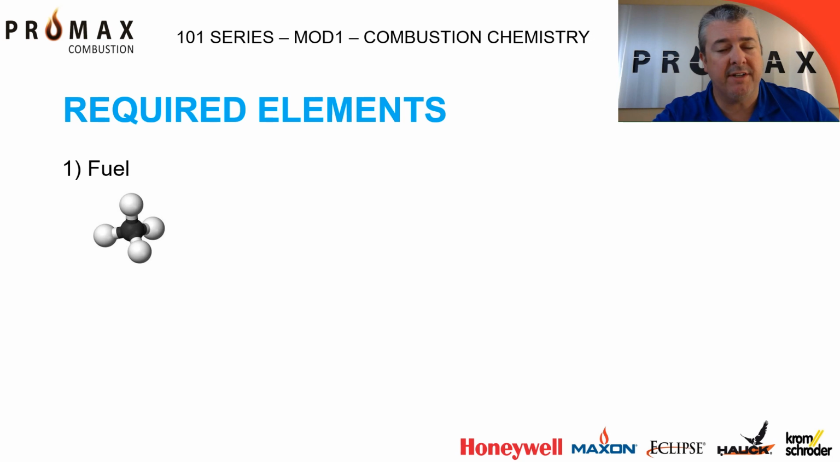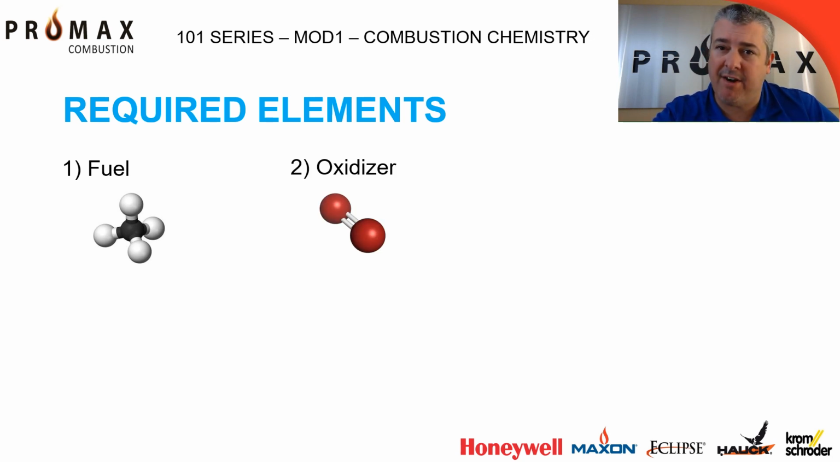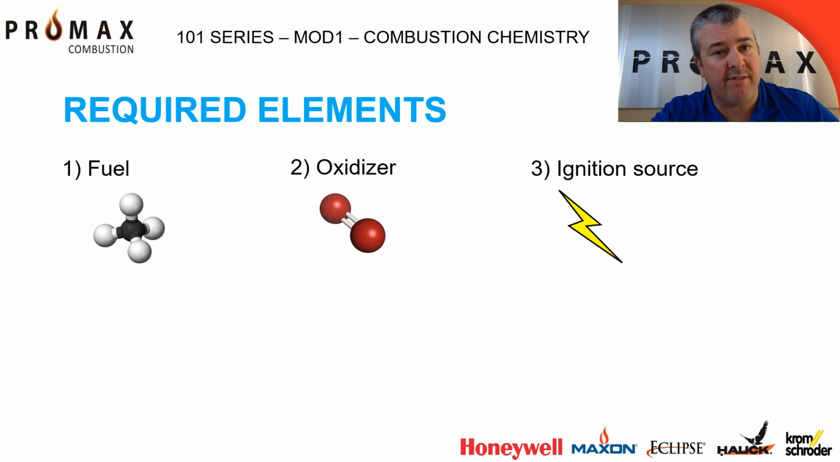The second ingredient is an oxidizer. The large majority of industrial applications use air as the main oxidizer, but there are instances where pure oxygen or even fuel-bound oxygen is used. The last ingredient to get combustion started is an ignition source. It takes a flame to make a flame. Think of using a match to light a candle. But on the industrial scale, to heat things up, we normally use a high voltage spark.